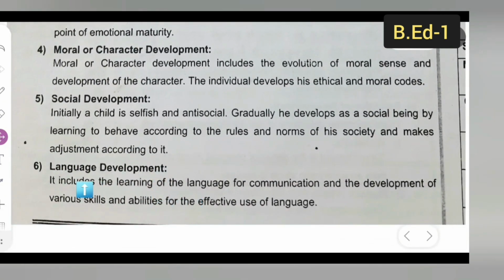Next will be, this will be the last part of today's class, language development. It includes the learning of language for communication and the development of various skills and abilities for the effective use of language. So you all can take down all these notes, go through them.